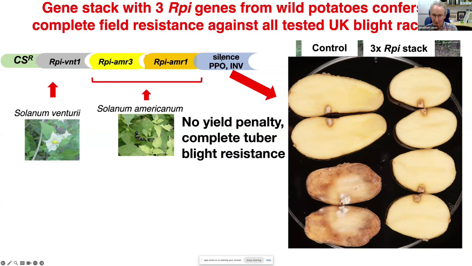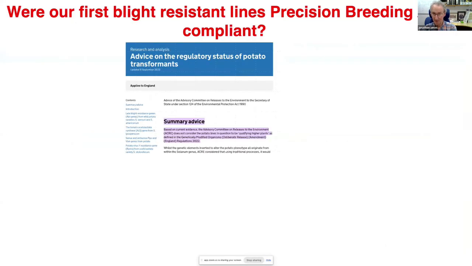And also they ruled that this construct here, it's all potato DNA, but we had basically convergent transcription of two different tuber-specific promoters going through a hairpin of PPO and invertase sequences. They said that could not have arisen through traditional plant breeding, which is probably true. So back to the drawing board yet again.